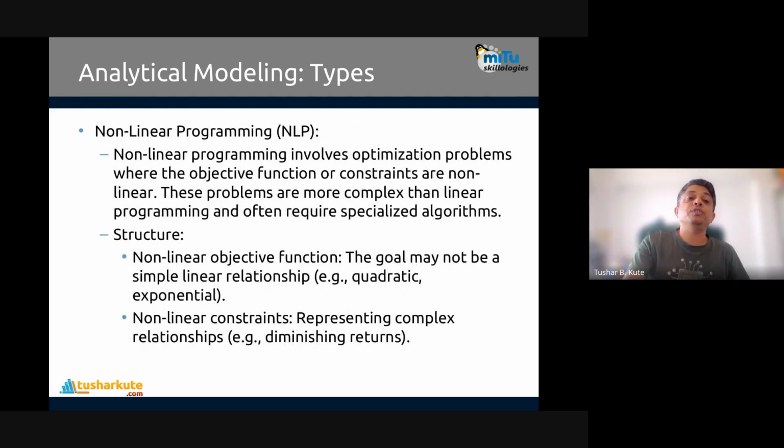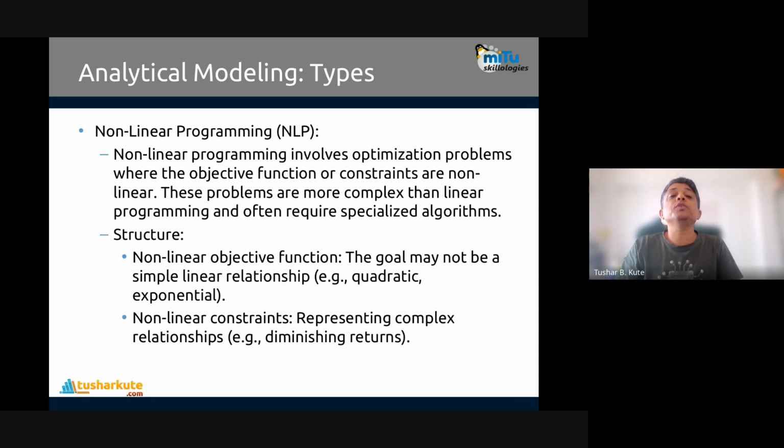Even NLP is there, non-linear programming, which is different, where there is a quadratic or exponential relationship present in the data, so an optimized result is possible. That's called non-linear programming. For example, I have this amount of raw material and this number of machine hours, and I want maximum throughput from the same. So how is it possible?